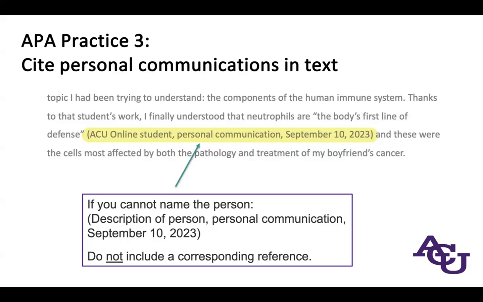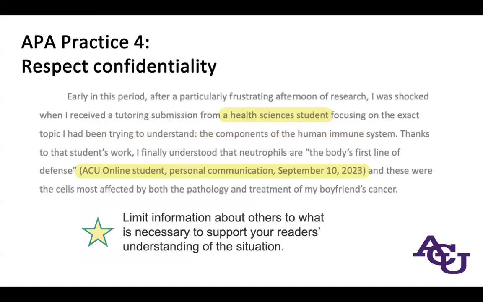And if you need to do this, you can similarly write a brief description of the person in your sentence or in your parentheses and use the personal communication citation format. Again, you don't need to include a corresponding reference because the communication is not retrievable by your audience. This brings us to APA practice 4, respecting confidentiality.